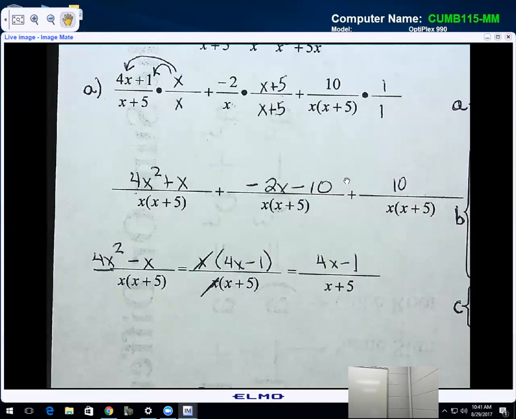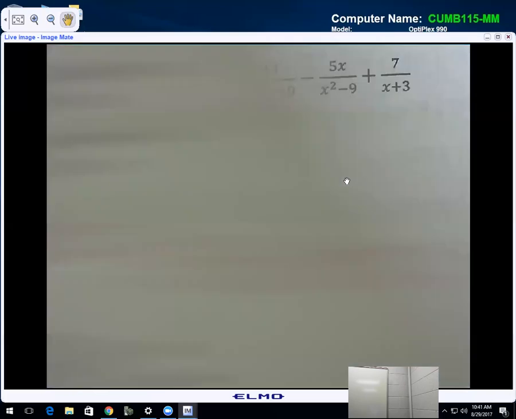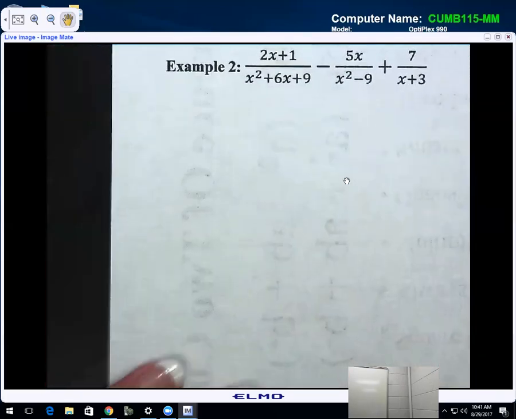Because this is so important, I have one more typed. It's darn close to the one that I've typed on the handout. Let's just do it. Let's do it right here.